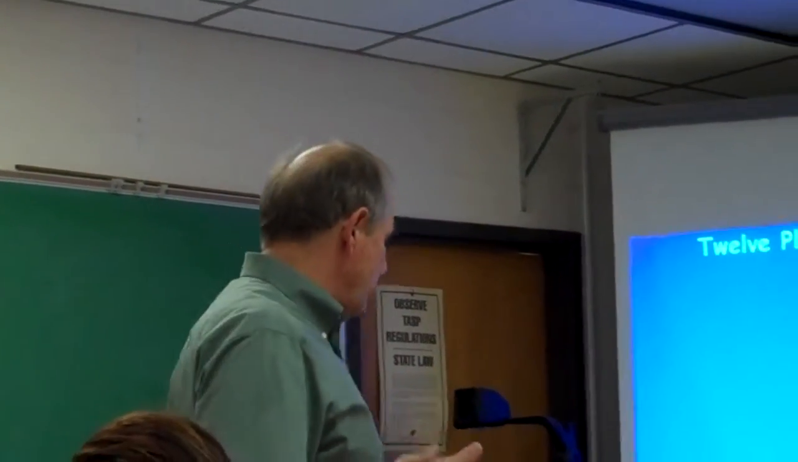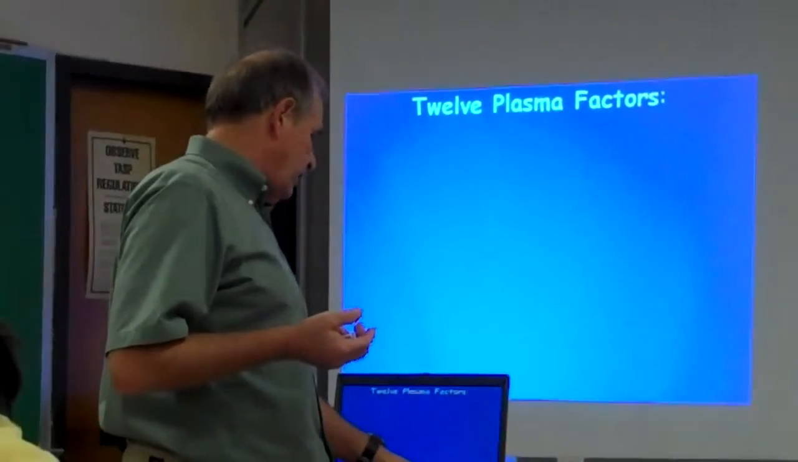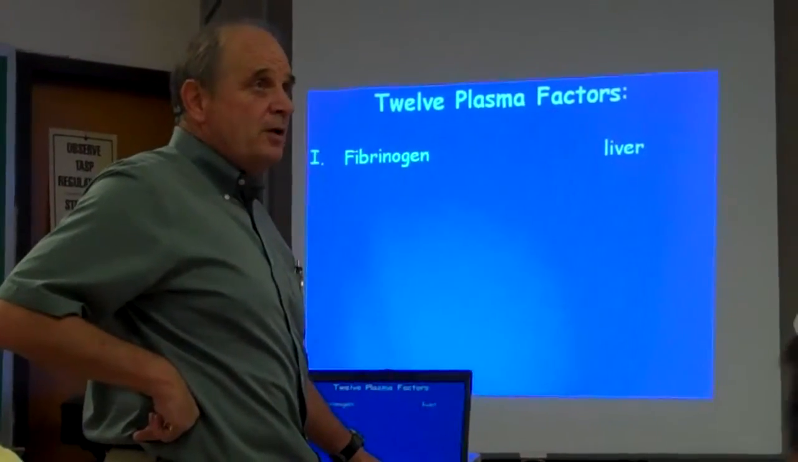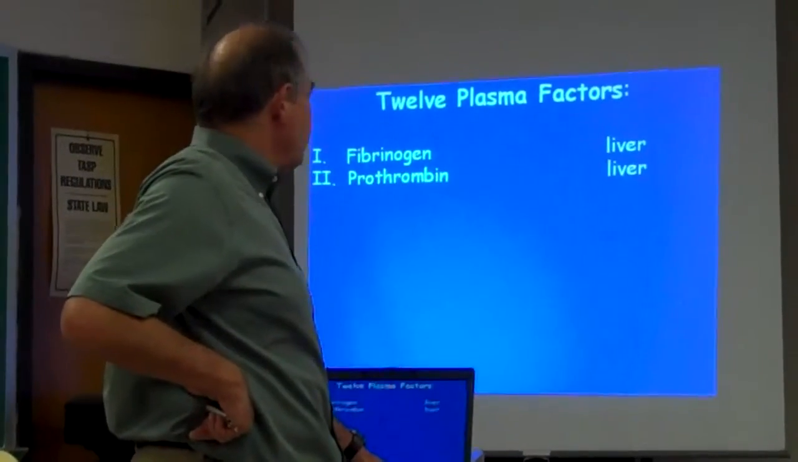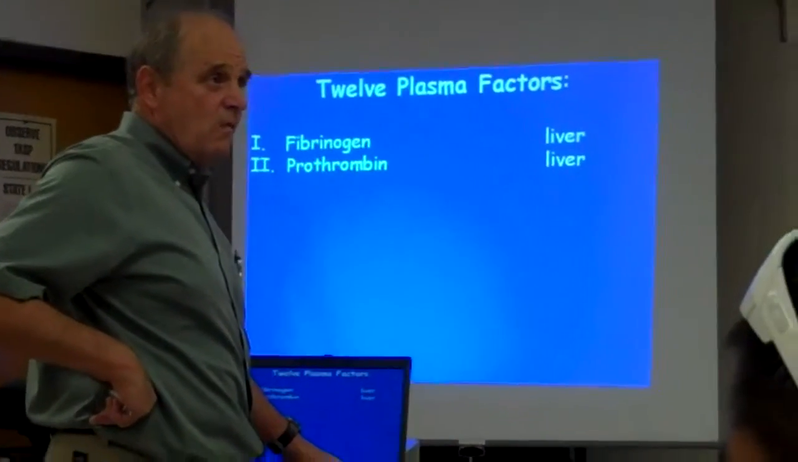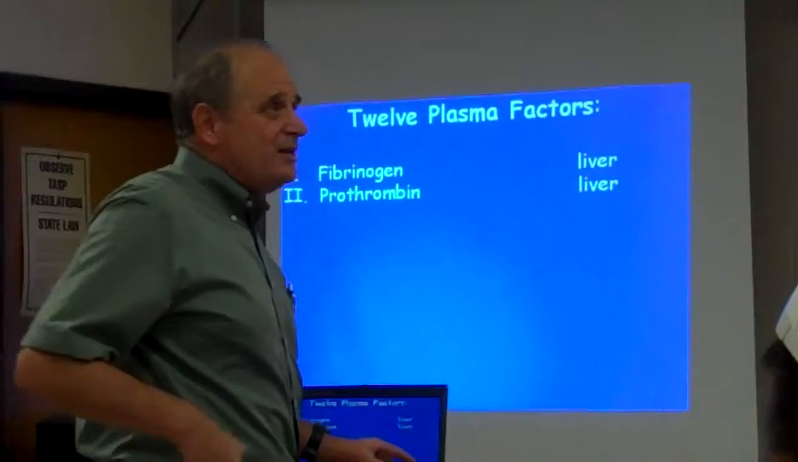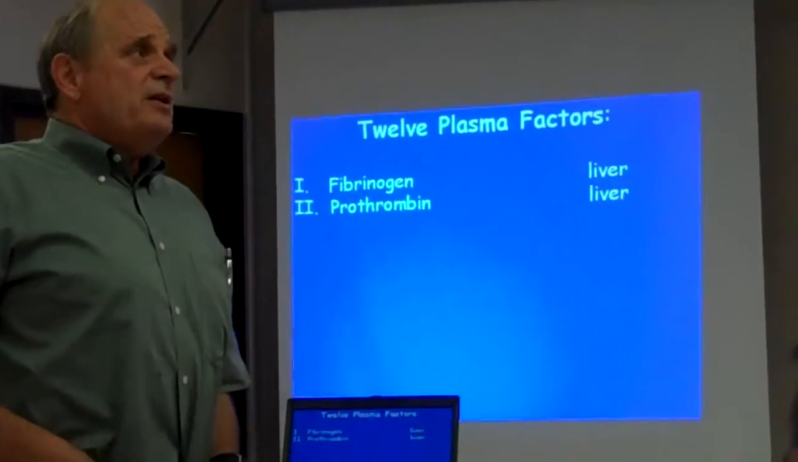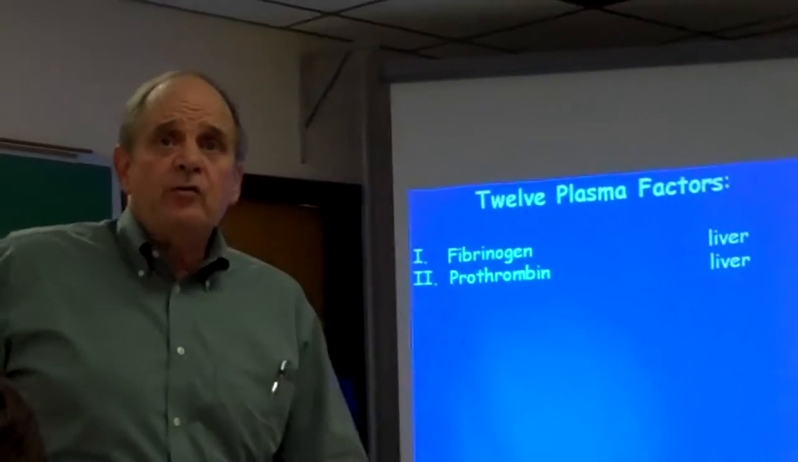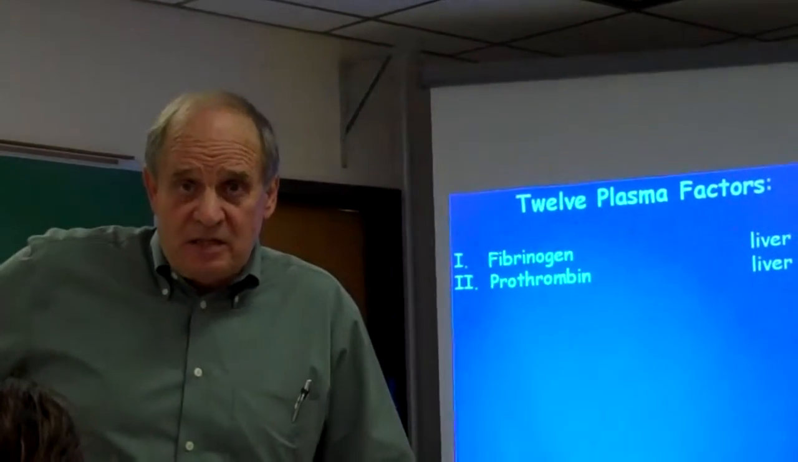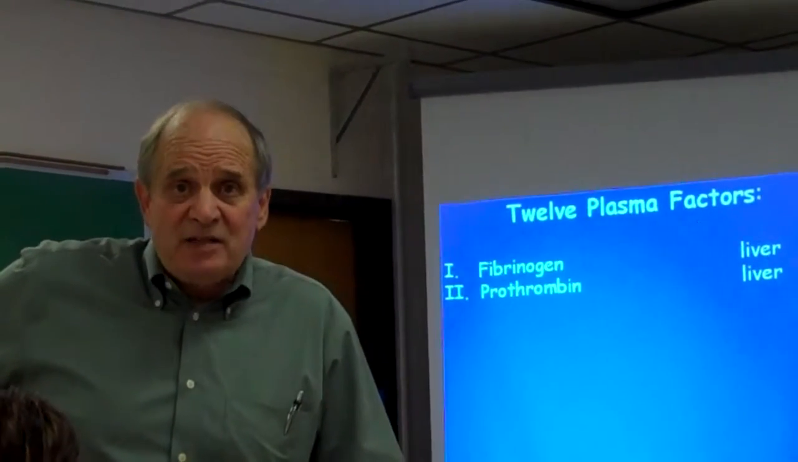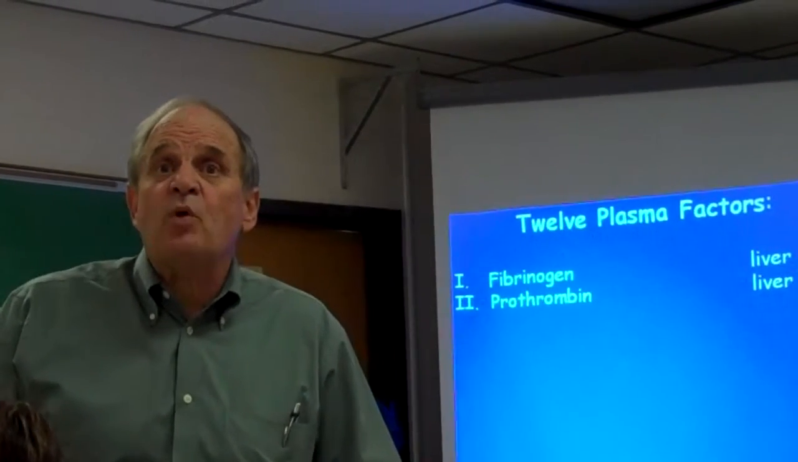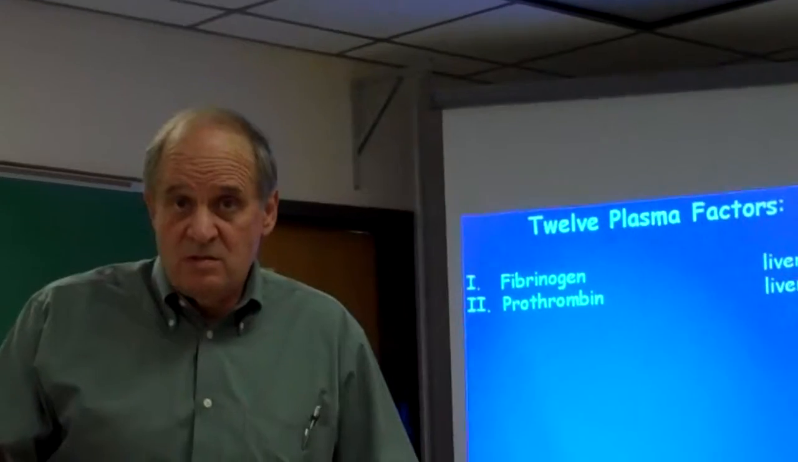All right, now here's what I just said. Let's go over them slowly. Roman numeral 1, fibrinogen, produced by the liver. Number 2, prothrombin, produced by the liver. Now listen, y'all. Vitamin K enhances prothrombin production by the liver.